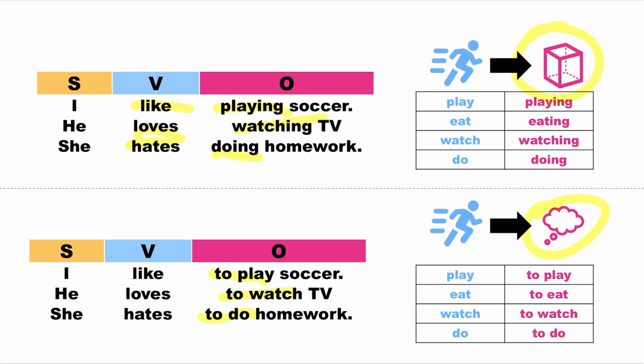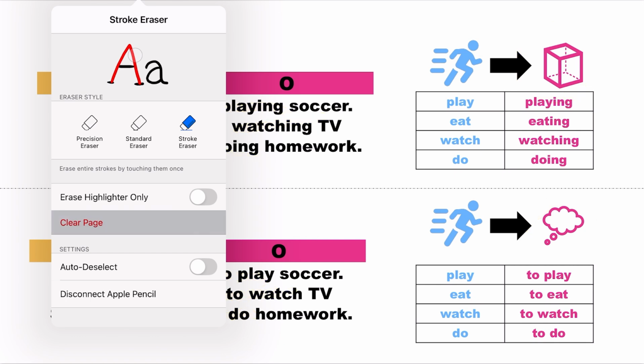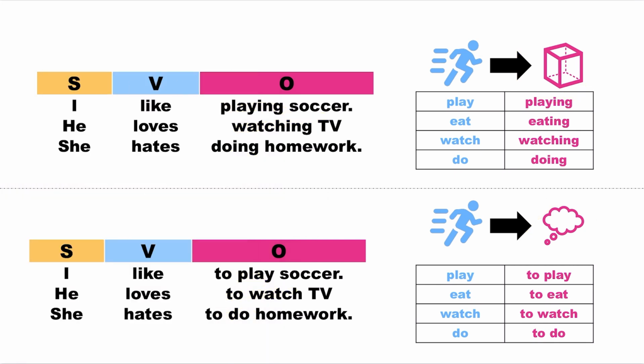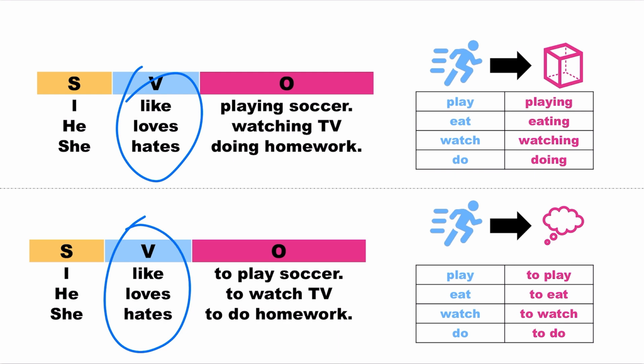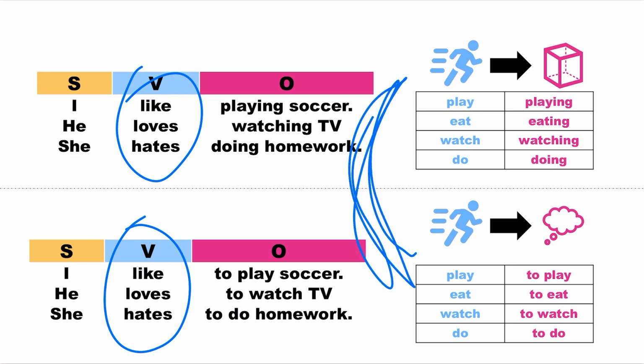So, with these verbs, only these kind of verbs, like, love, hate, dislike, prefer, detest, these types of preference verbs, you can use both. It doesn't matter. I like playing, I like to play.